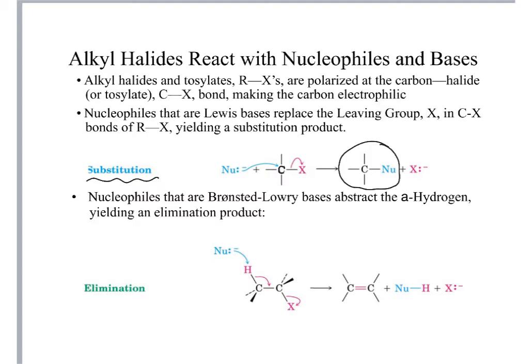In the next tutorials, we'll talk about elimination, where the product is an alkene. Instead of the nucleophile attacking the carbon atom attached to the leaving group, in those reactions, basic nucleophiles will instead abstract a proton, hydrogen ion, from the so-called alpha carbon. Alpha carbon is the carbon atom next door to the unit in question, in our case, alkyl halide, or the R-X.